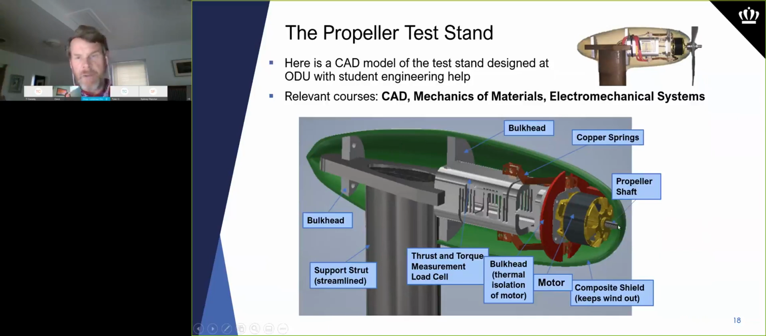We have, again, around the outside here, a composite shell, similar to the way we made the wind turbine blades. We have bulkheads, which are structural supports. They're shown here. We have the actual measurement instrument that's going to measure thrust and torque. That's called a load cell. That's shown here. And then we have the motor up front here, which will be driving the propeller.